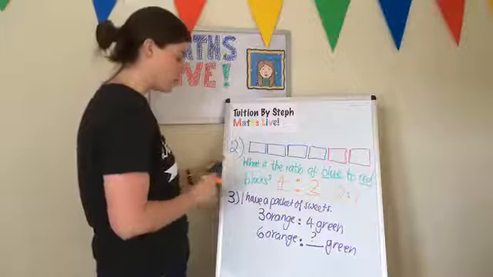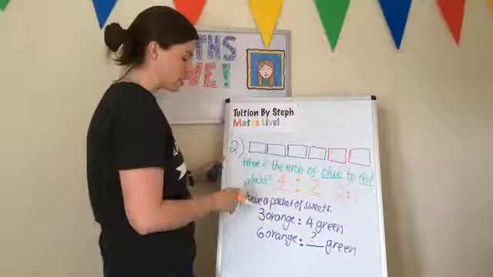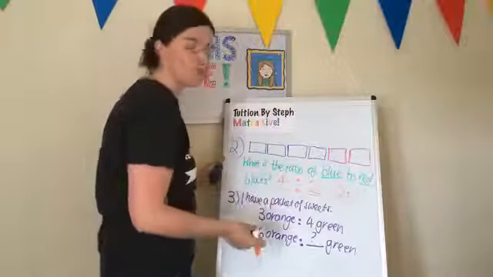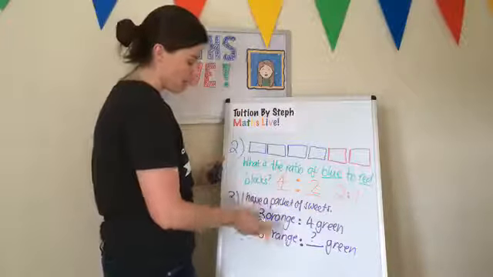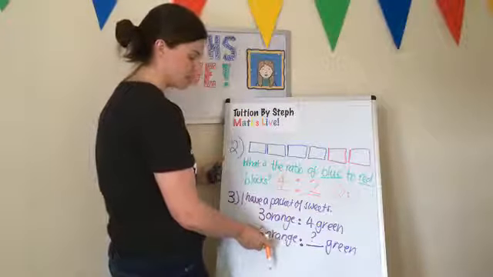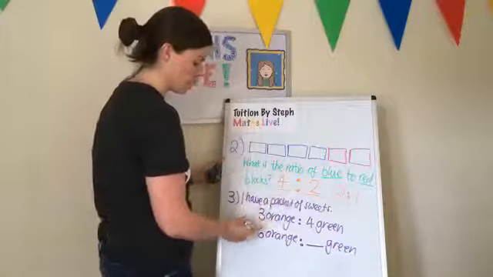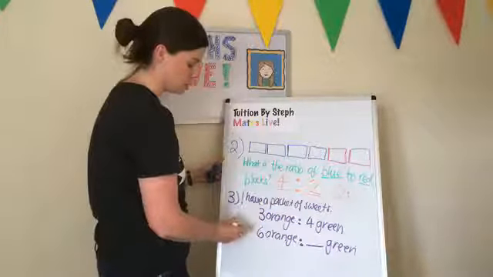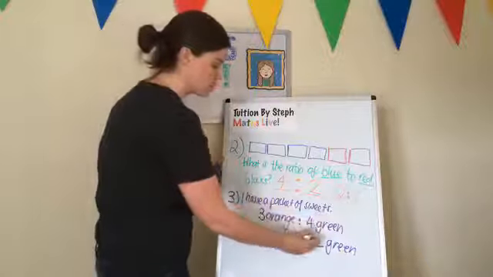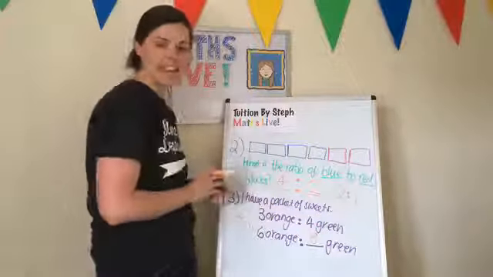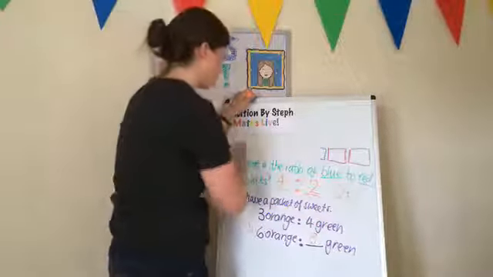I have a packet of sweets. In every packet of sweets, there's 3 orange sweets to 4 green sweets. So if I then have 6 orange sweets, how many green sweets do I have? Well, what do you do to 3 to make it into 6? You times it by 2. So you do the same to this side. That is 8 green sweets.